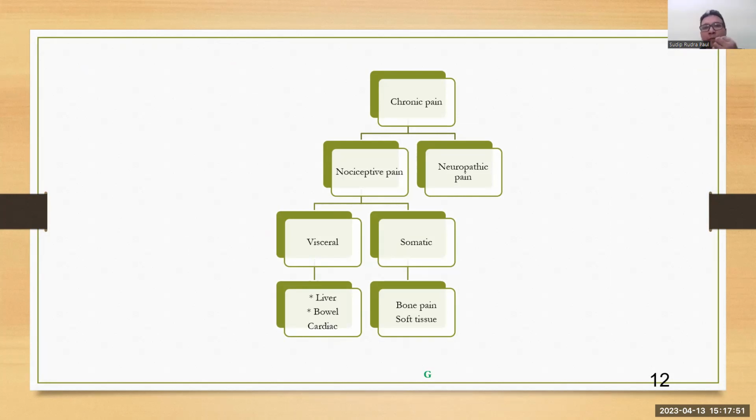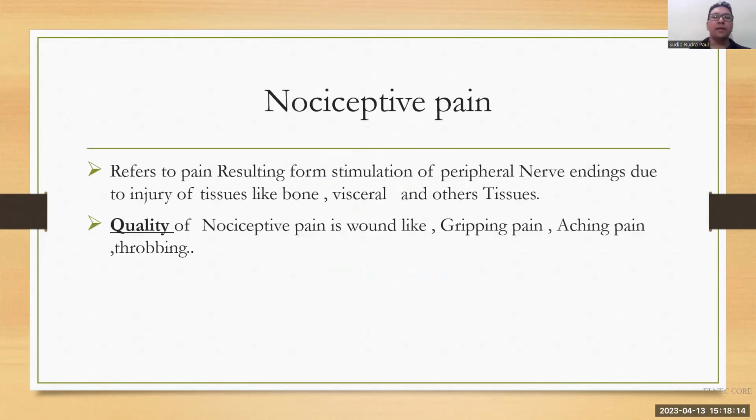Whenever some operation or surgical procedure is done, and the patient then feels pain inside the body, this may be visceral. Visceral is related to organs, and somatic is related to tissues. It may be bone tissue, it may be soft tissue. Now come to neuropathy. Okay, let's continue with that. Nociceptive pain, the quality may be like gripping pain, aching pain, throbbing type of pain. This kind of quality of pain we can see in nociceptive pain.